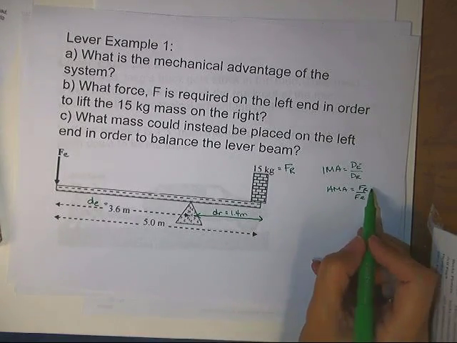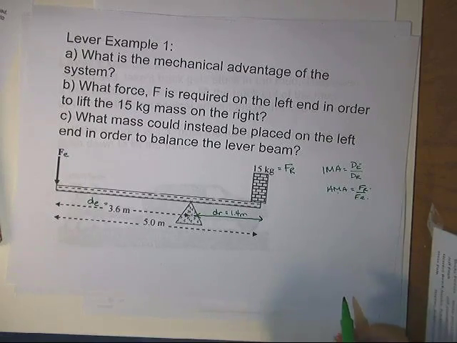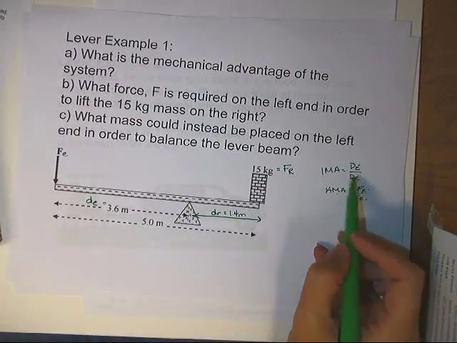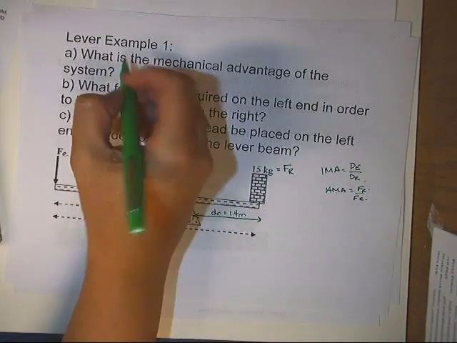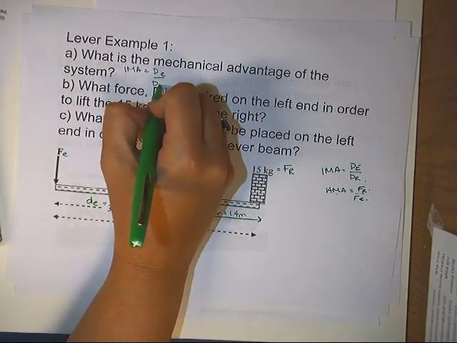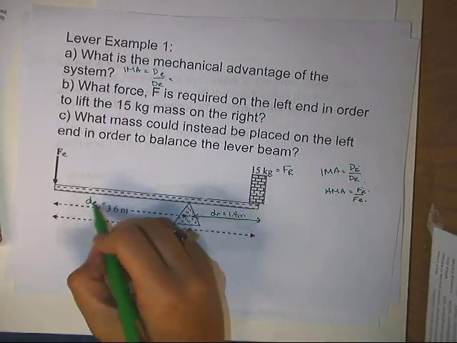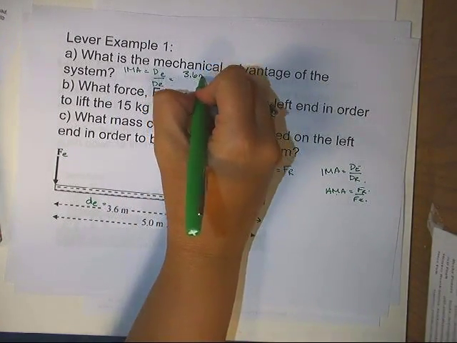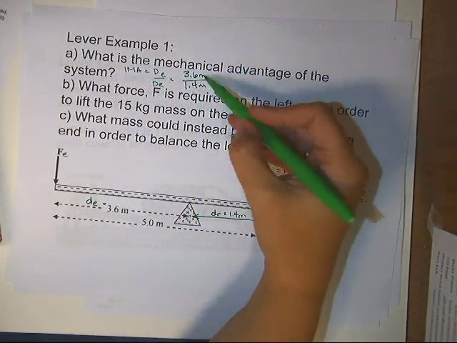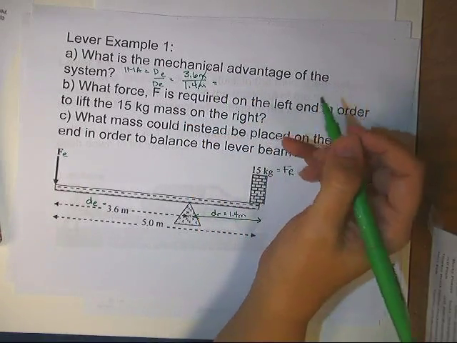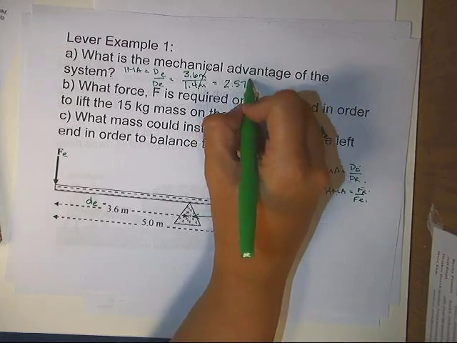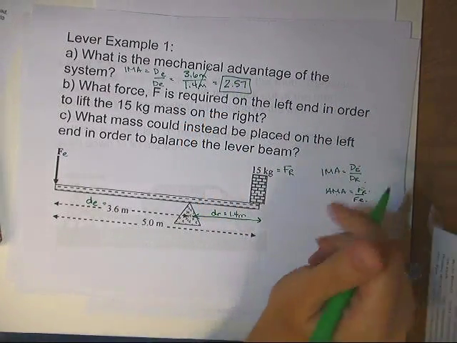Do I know enough to use the forces and find this one? I don't, because I don't know the effort force. But I do know the two distances, so I can use this formula here. So I'm going to write it up here. My DE is 3.6. My DR is 1.4. Notice the units cancel. When I divide, I get 2.57. That's my mechanical advantage, 2.5 times.